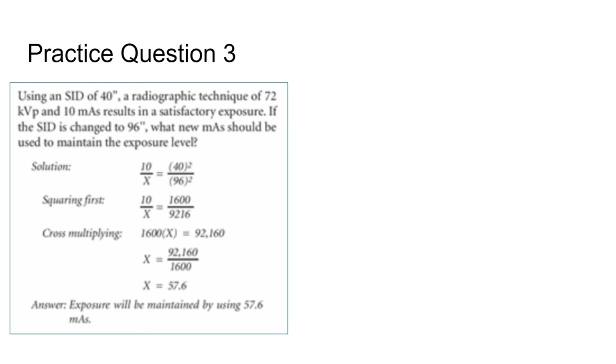What happens if your SID is now changed to 96? What should your new mAs be so that you end up getting the same exposure, which means your exposure indicator should end up being pretty much the same? So let's do it. Again, mAs1 over mAs2 equals D1 over D2 squared.